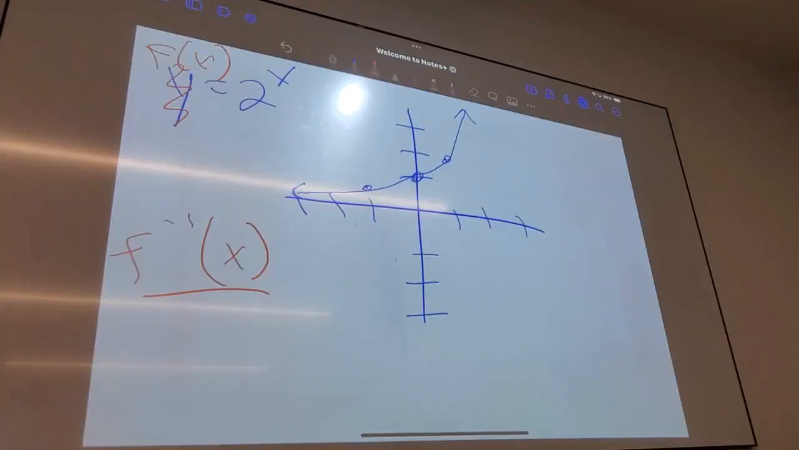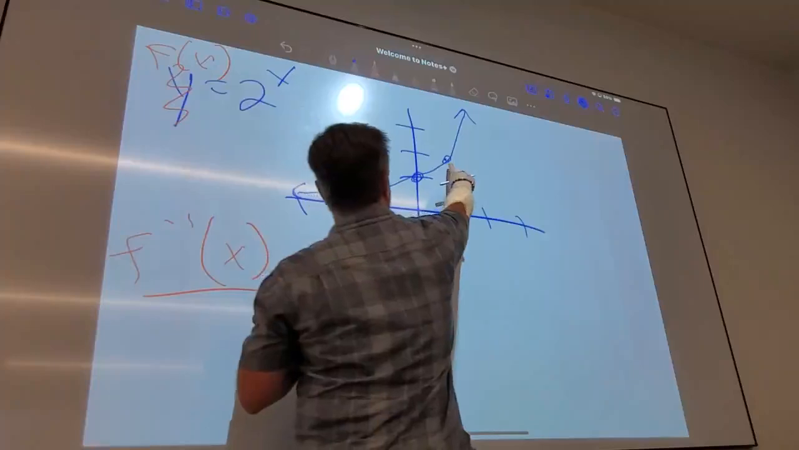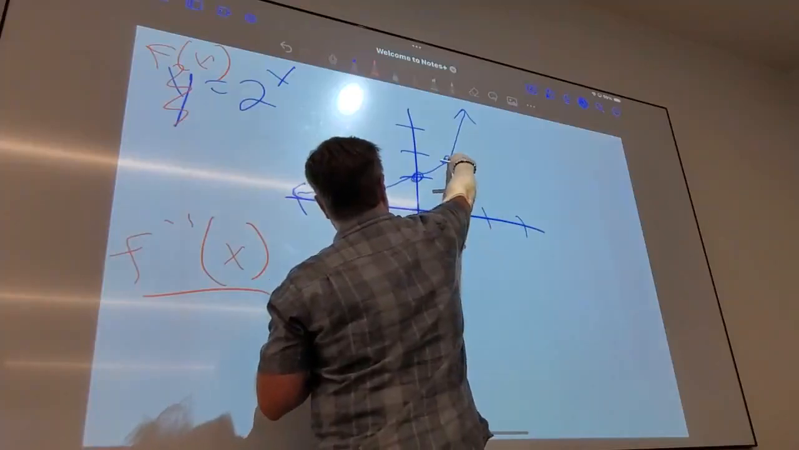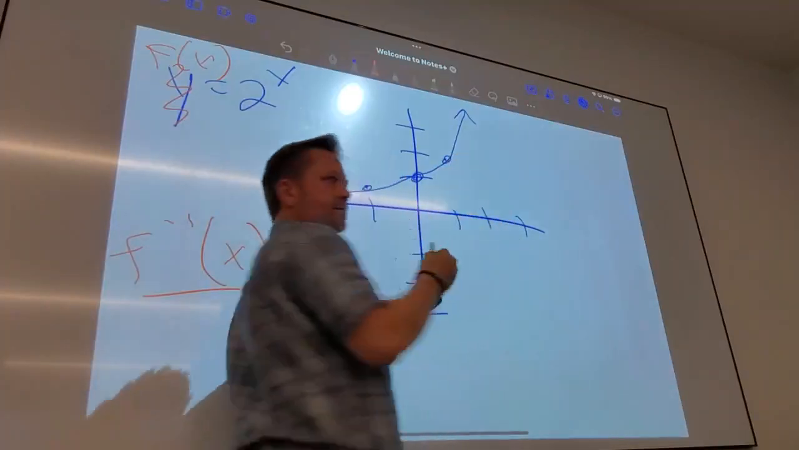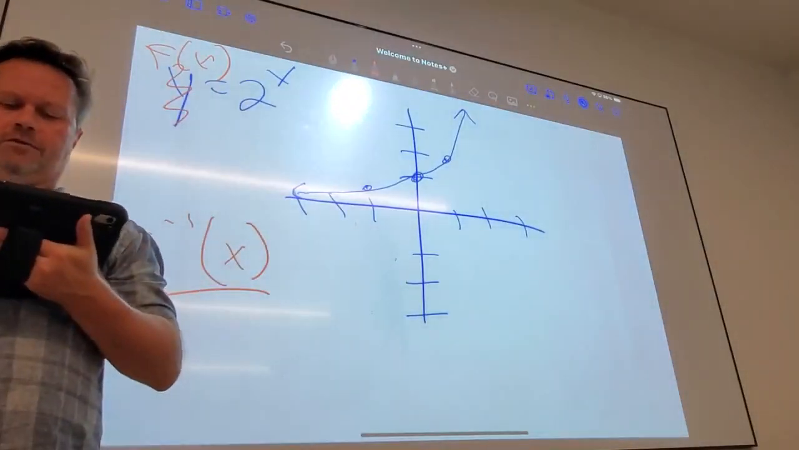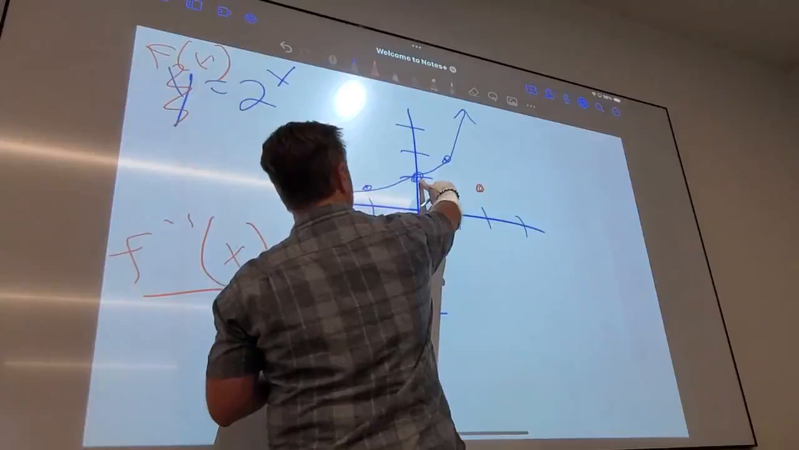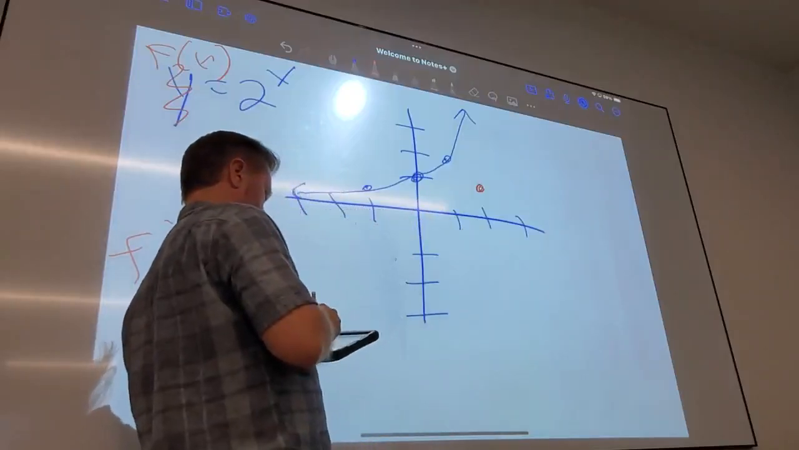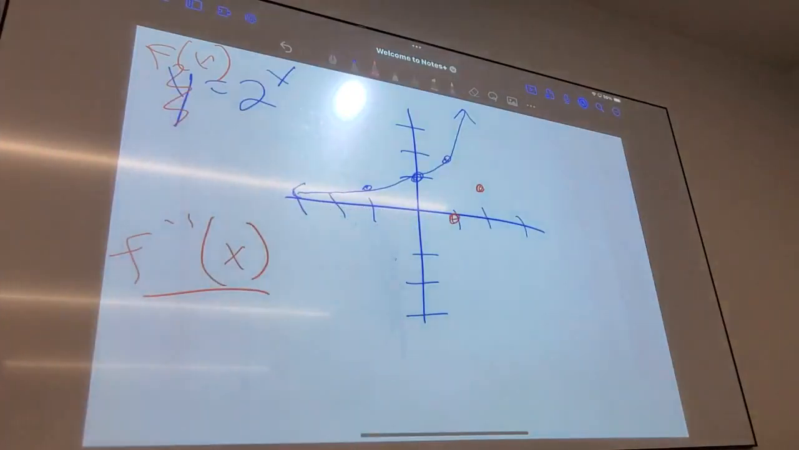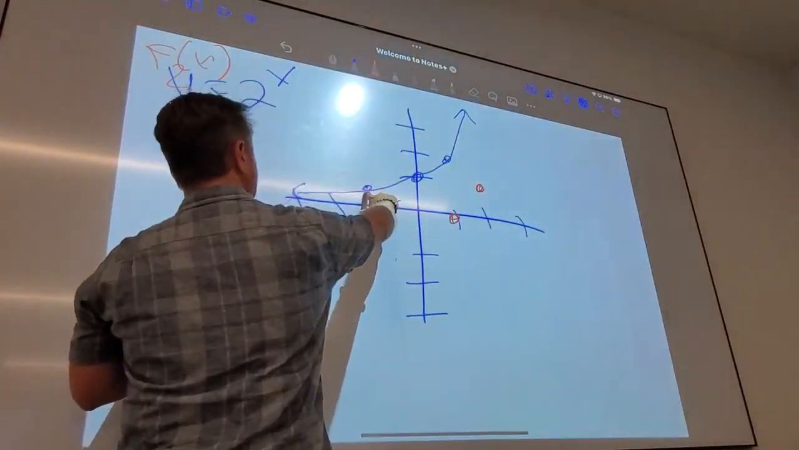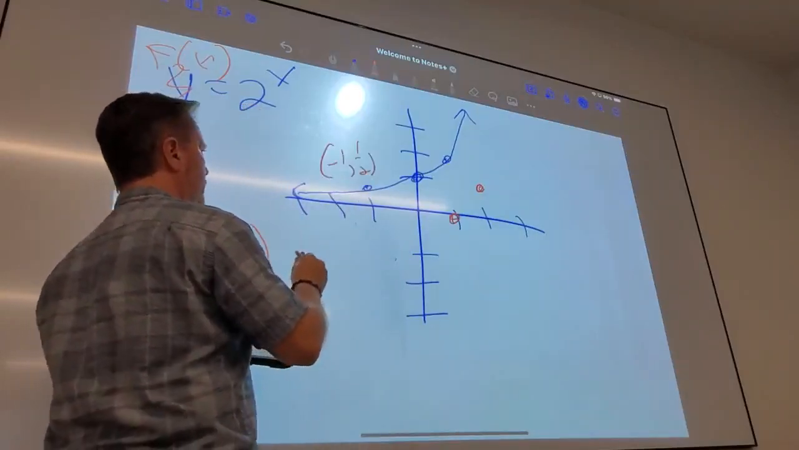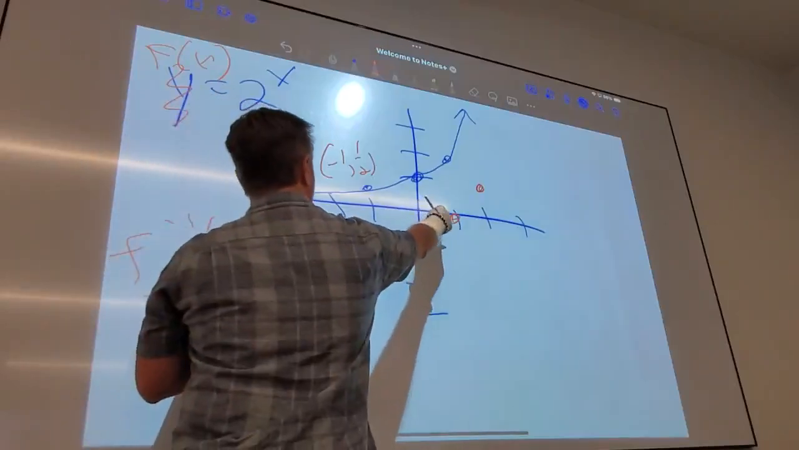You guys remember how to do that? What point is this? 1, 2. So what's the inverse going to go through? 2, 1. The inverse is going to go through 2, 1. What's this point? 0, 1. So the inverse is going to go through 1, 0. And then what's this point? This is the point negative 1, 1/2. So what does the inverse function go through? 1/2, negative 1.